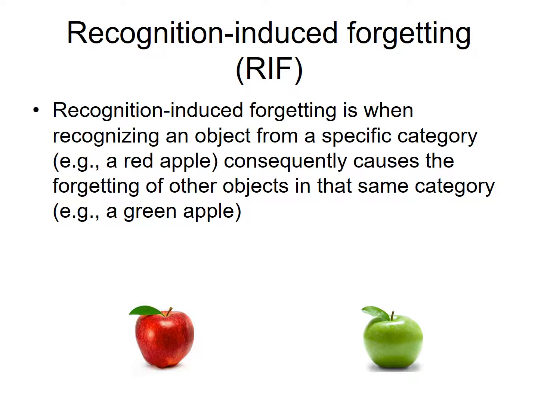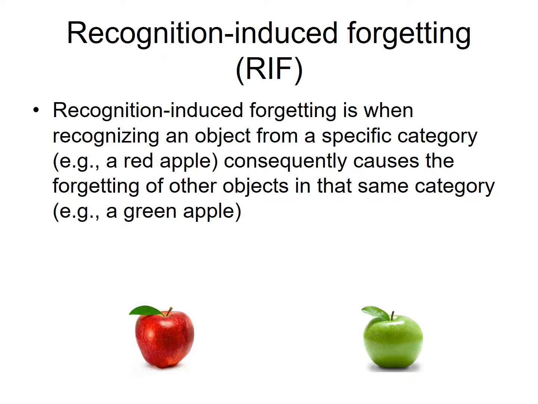This effect of forgetting within a category observed in our lab has been termed recognition-induced forgetting, or RIF for short. Recognition-induced forgetting is when recognizing an object from a specific category, for example the red apple, consequently causes the forgetting of other objects in that same category, for example the green apple. Recognition-induced forgetting is a good term for this forgetting effect because it is the forgetting of an object or objects induced or caused by the recognition of other objects within that same category.